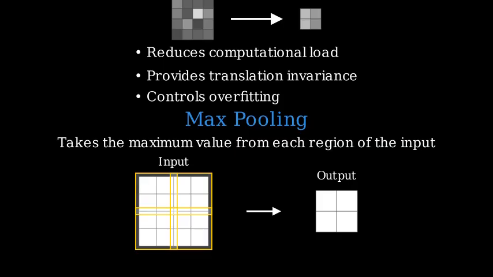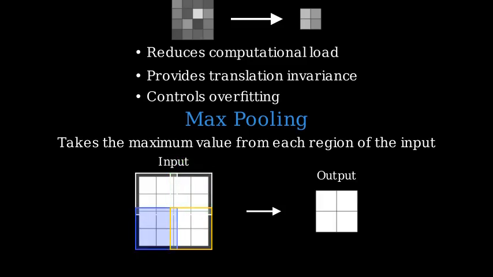Let's walk through how max pooling works step by step. First, we consider the top left 2x2 region of our input. We look for the maximum value in this region, which is 7. This 7 becomes the value in the top left of our output. Next, we move to the top right 2x2 region. The maximum here is 8. This goes into the top right of our output.